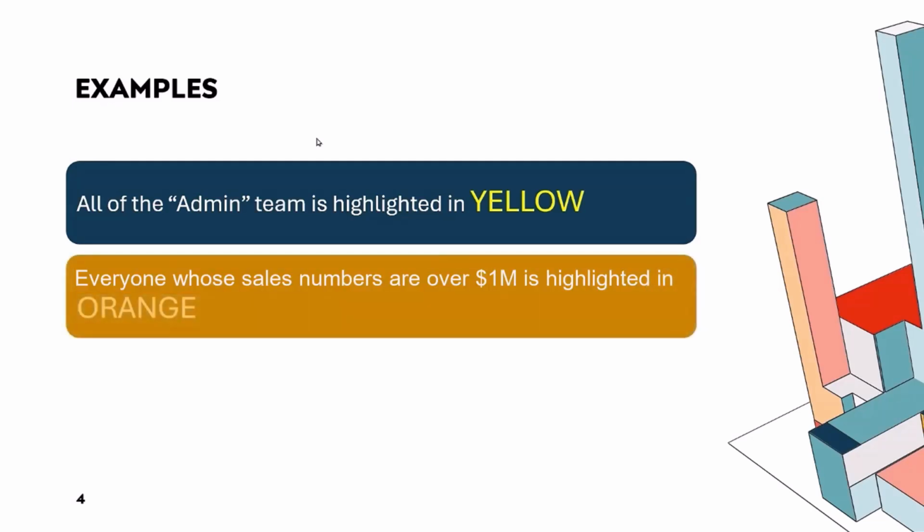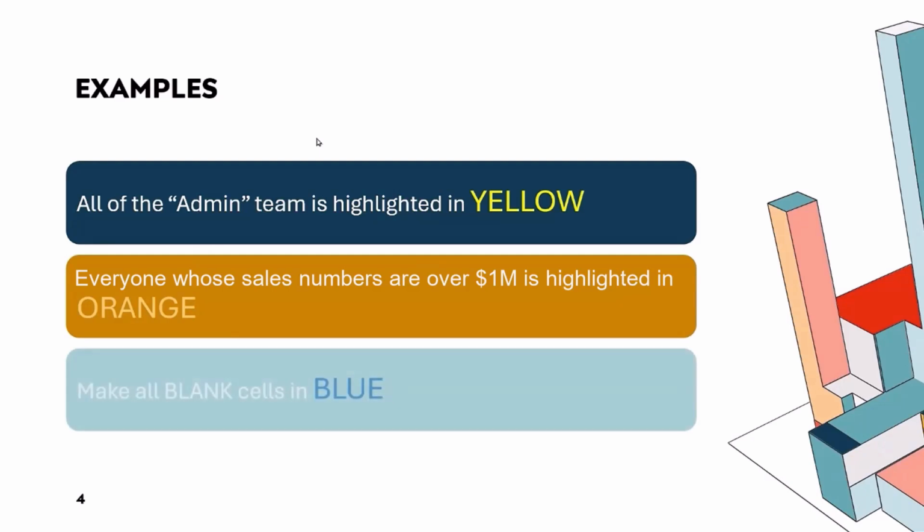You can also work with numbers. Everyone whose sales numbers are over 1 million is highlighted in orange. And what's so nice about this is that they're what we call dynamic, meaning it's kind of a living organism. So let's just say Bob, his sales numbers are 800,000. All of a sudden he gets to 1.5 million. He will automatically go up to orange. So that's what I mean by dynamic. We're going to see these as the numbers grow or as the cells change, so does the formatting.